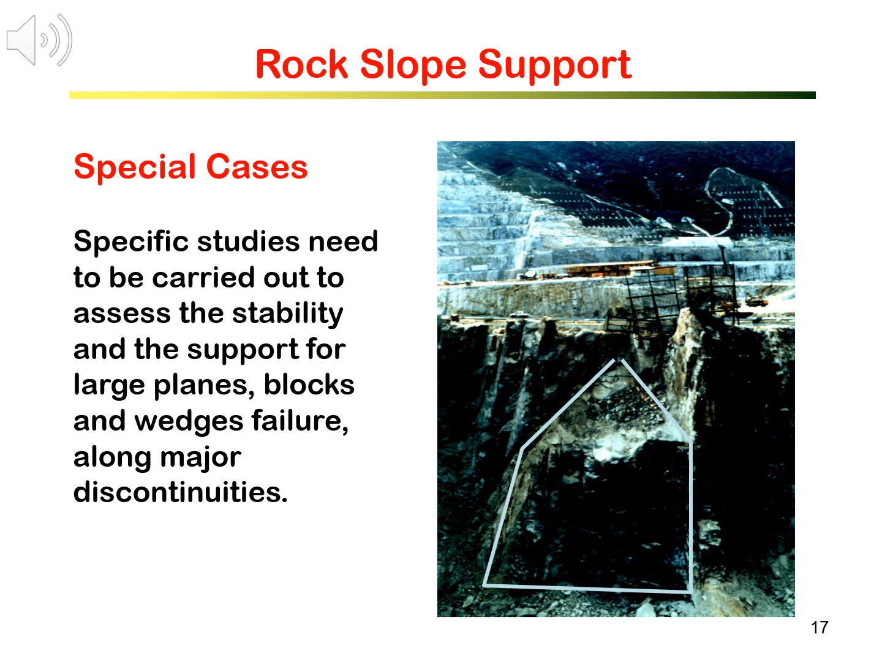This large wedge was formed by two intersecting discontinuities and the rock slope. The wedge slides down along the two major discontinuities. For such a specific case, specific studies need to be carried out to assess the stability of the wedge, to consider the support of the wedge, and to prepare a risk mitigation plan for when failure occurs.